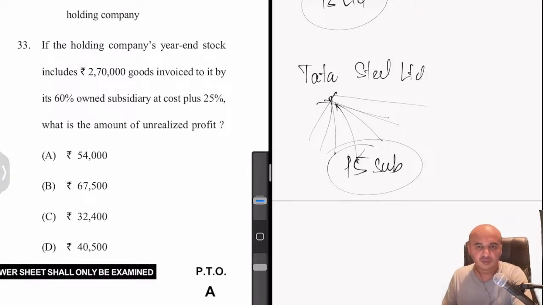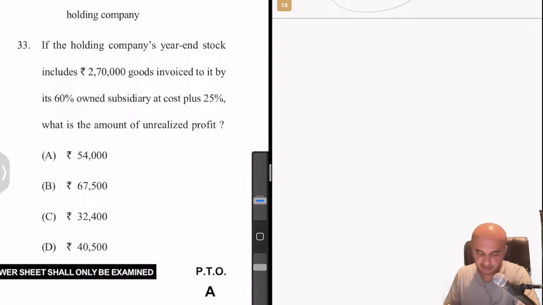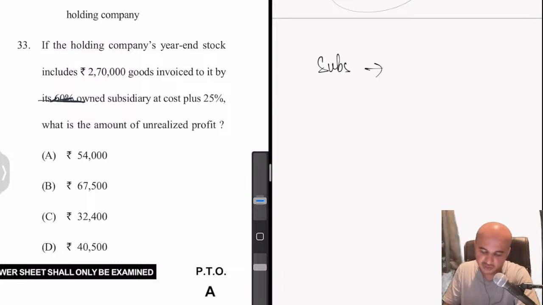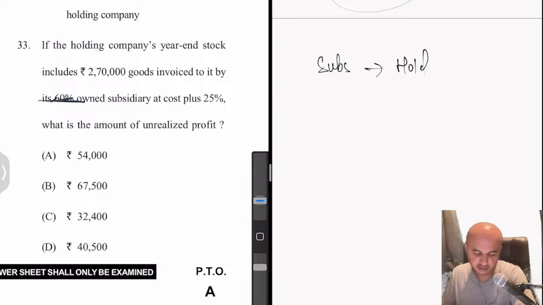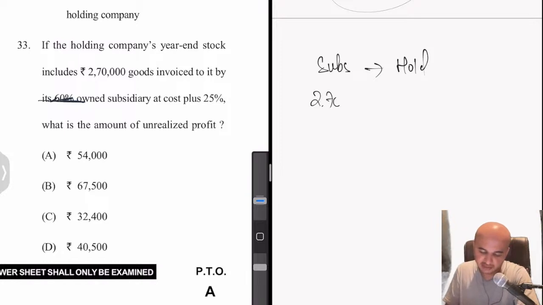Next. If the holding company's year-end stock includes 2,70,000 goods invoiced to it by its 60% owned subsidiary at cost plus 25%, what is the amount of unrealized profit? Easy question. Again, subsidiary, holding company, that is consolidation related problem. What is irrelevant here is 60%. Not relevant for us. What is relevant here is subsidiary company has sold to holding company. How much? 2,70,000 worth of goods. This would be the sale price.